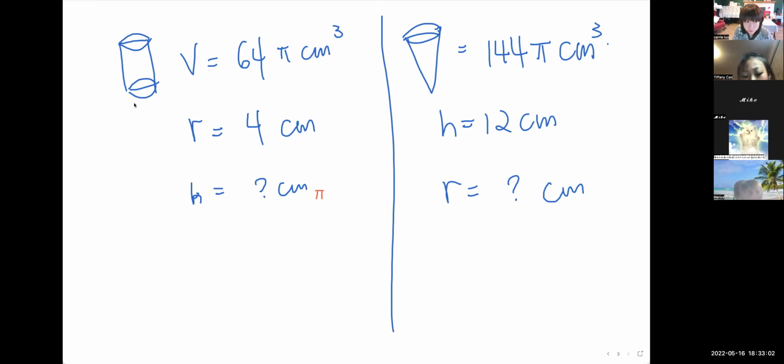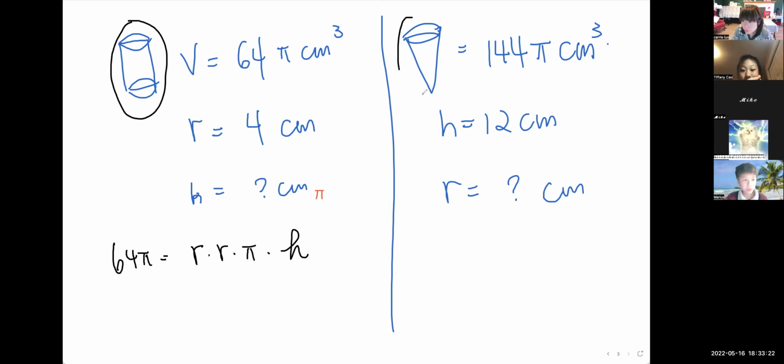So the volume of a cylinder is 64 pi. It also equals what? Radius squared times pi times height. And this time, do we have to divide it by 3 or not, Tiffany? No, because it's a cylinder. Only the cone you need to divide by 3, and the cylinder you don't have to. Understood? Maris, understand? Okay, so that is the part that is different.